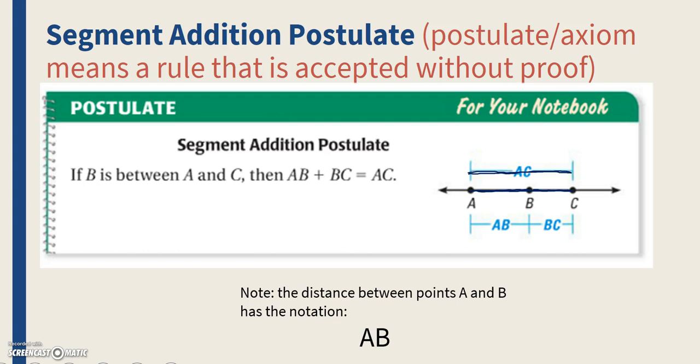And you can see here, when we're talking about the length of different lines, we just note it by the two letters right next to each other. So that doesn't mean multiplication or anything like that. It's just that we use AB to denote the distance between A and B.